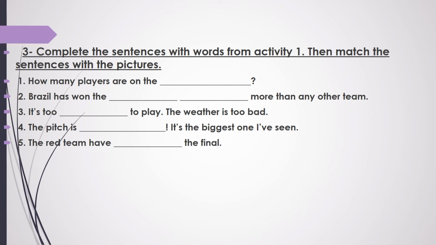Now let's start. Number 1. How many players are on the pitch? It goes with picture D. Number 2. Brazil has won the World Cup more than any other team. It goes with picture A. Number 3. It's too dangerous to play. The weather is too bad. It goes with picture C.